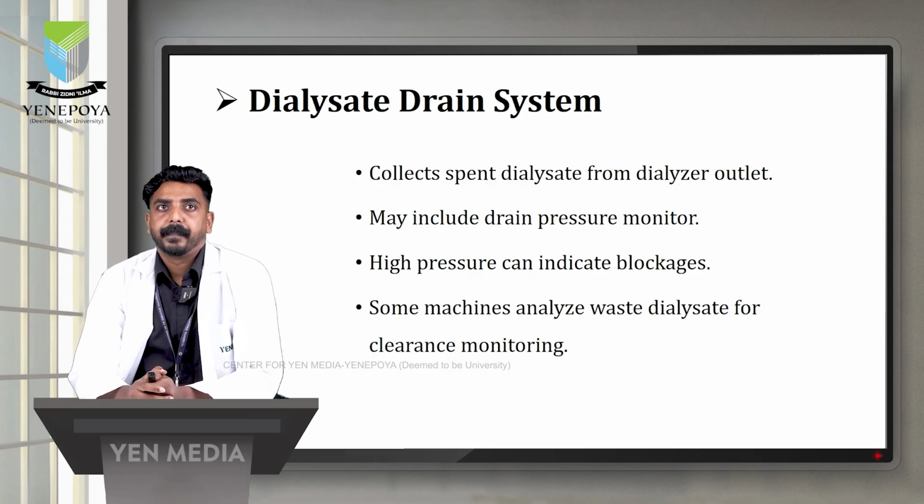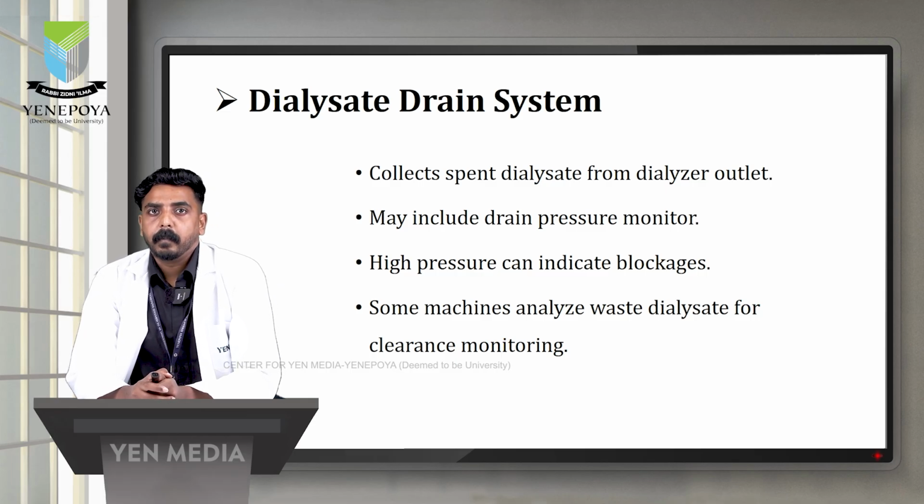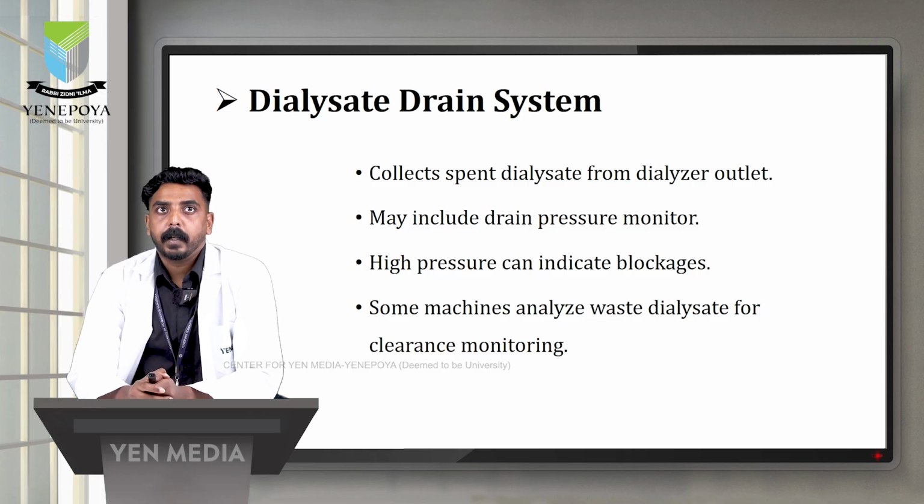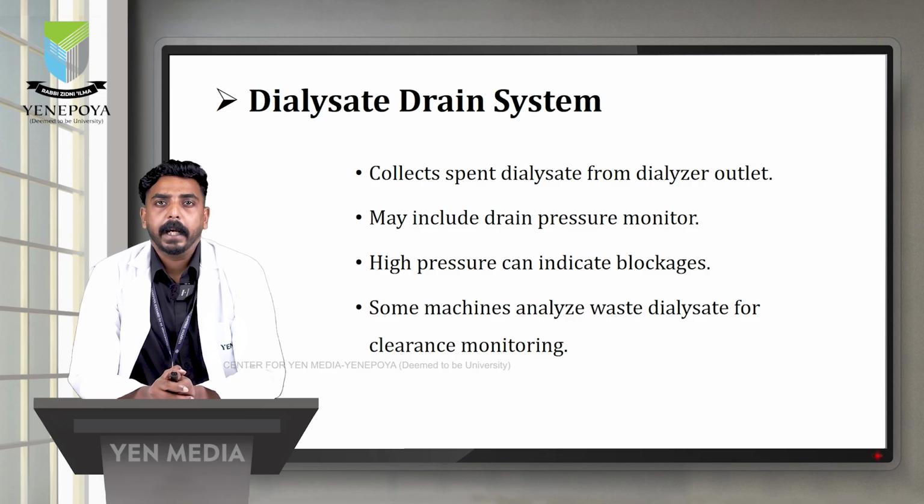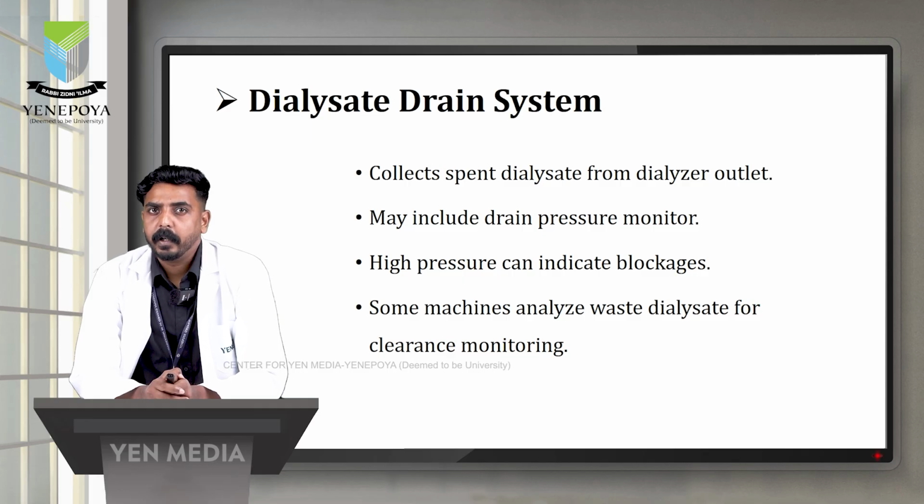Dialysate drain system. The dialysate drain system collects spent dialysate from the dialyzer outlet. It may include a drain pressure monitor. High pressure can indicate any blockages in the system. Some machines analyze waste dialysate for clearance monitoring.